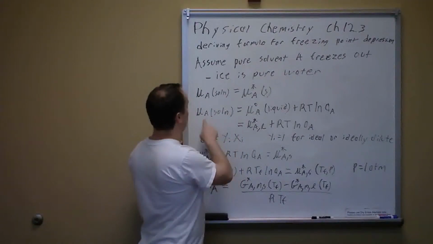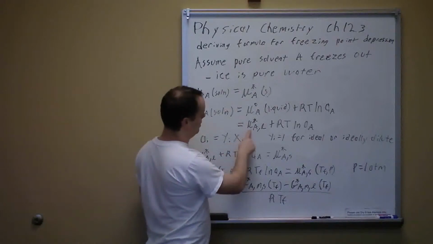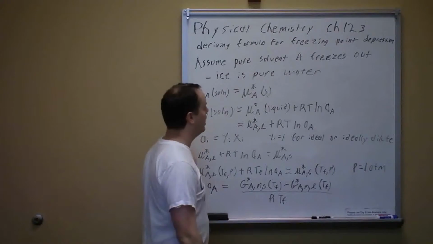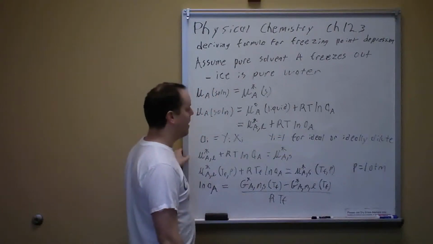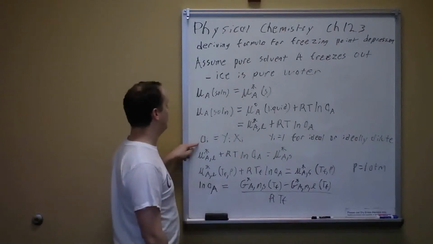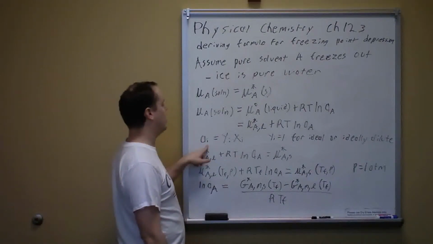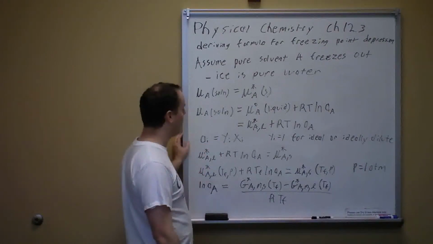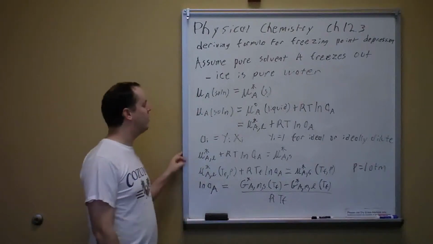So mu A in the solution, the chemical potential of substance A in the solution, is going to be equal to the chemical potential of A in the liquid state, unmixed, pure liquid, plus RT, the natural log of the activity of A. And then, of course, remember we showed before that we defined the activity of any substance I as equal to the activity coefficient of I times the mole fraction of I. And remember, for an ideal or ideally dilute solution, gamma is equal to 1.